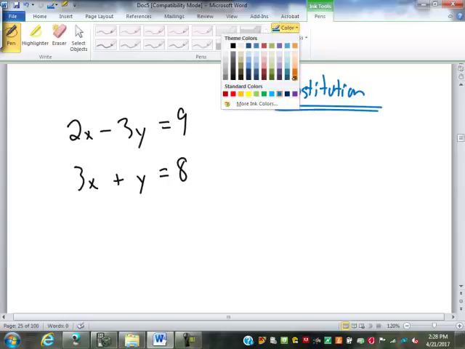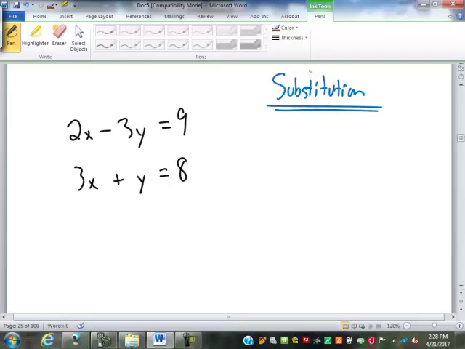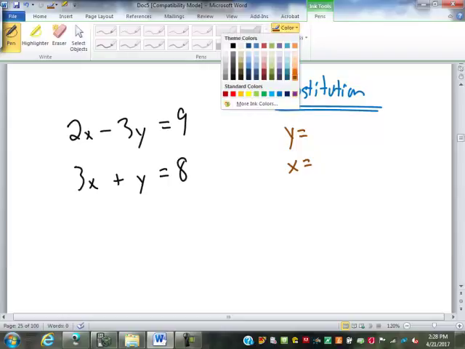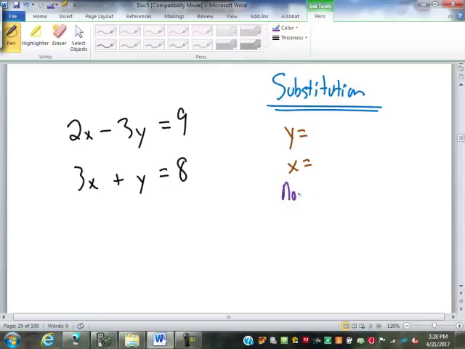Substitution requires that one of the equations be in the form y equals or x equals. In this case, neither one of them is in that form. So we have to figure out if we can turn one of them into that form. In order to do that, we look for ones that have no coefficient on the variable.